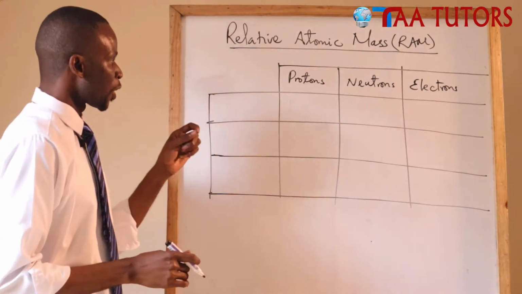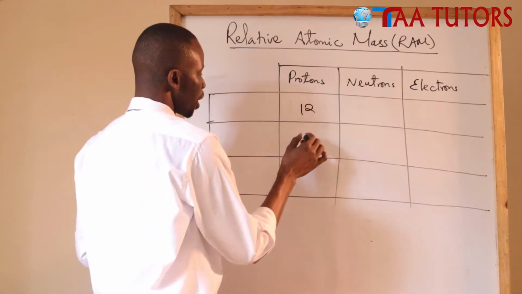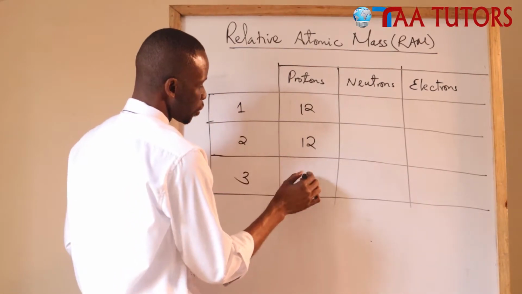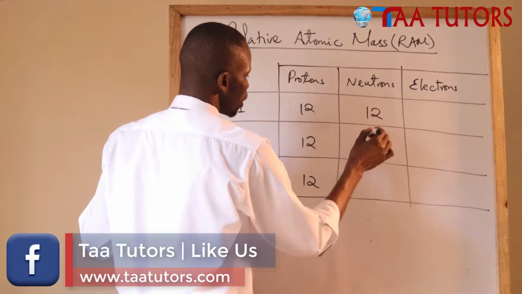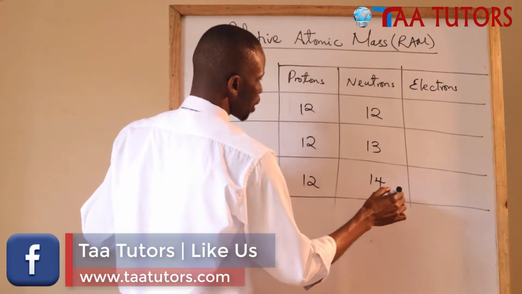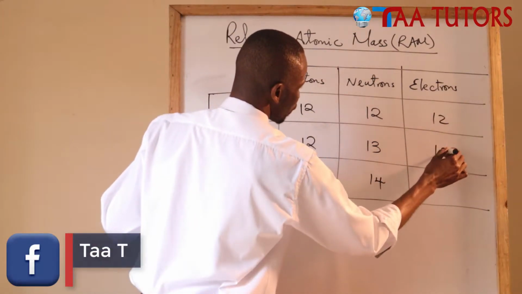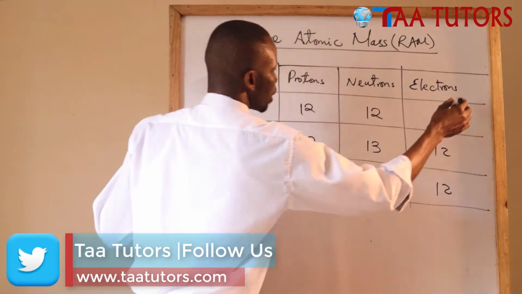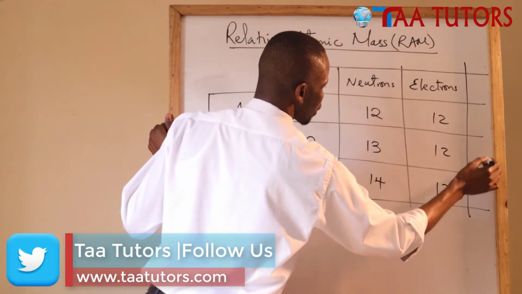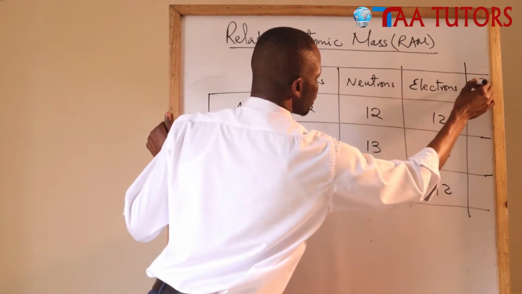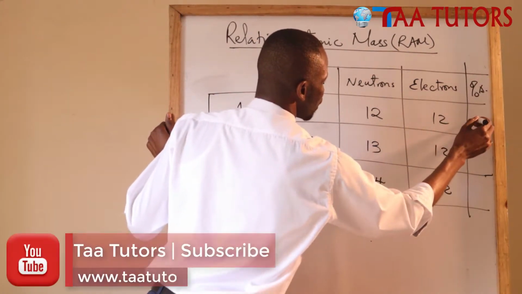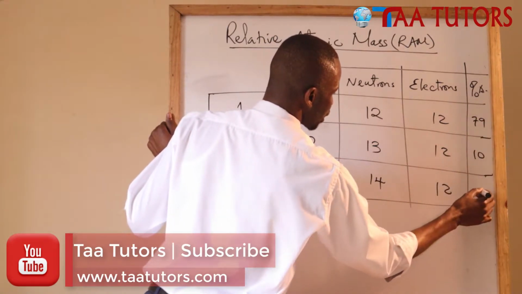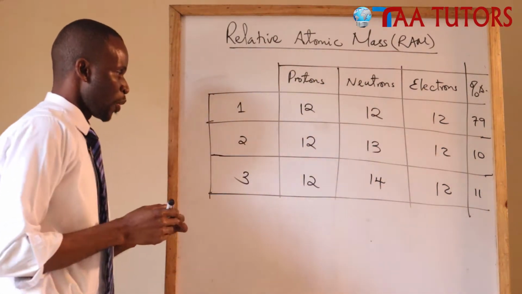So protons here are 12. Here are 12 in isotope 1, isotope 2, isotope 3. Here need 12 as well. Neutrons here 12, 13, 14. Electrons are 12, 12, 12. And then you are told that the percentage abundance of this isotope here, this one is 79, this one here is 10, this is 11. So we have isotopes here.